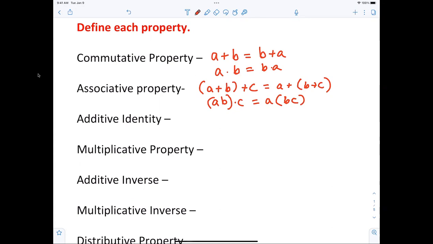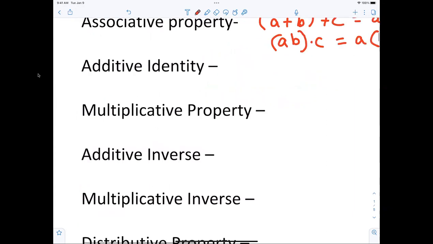All right. Now, the additive identity. The additive identity says this. What do you add to remain the same? 0. Thank you for that. So the additive identity, we're going to write x plus 0 equals what? X. That's exactly correct.